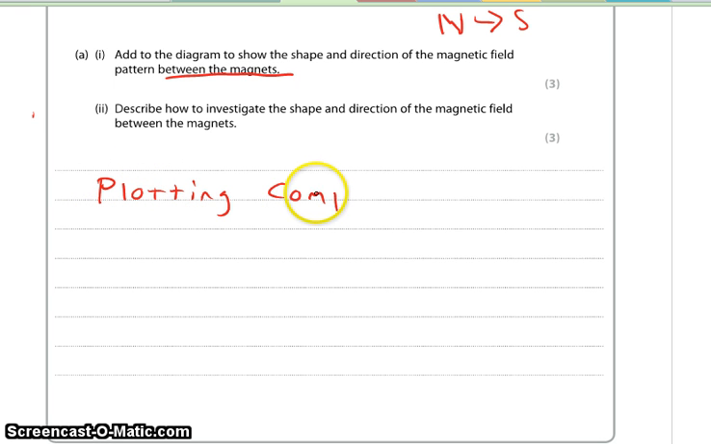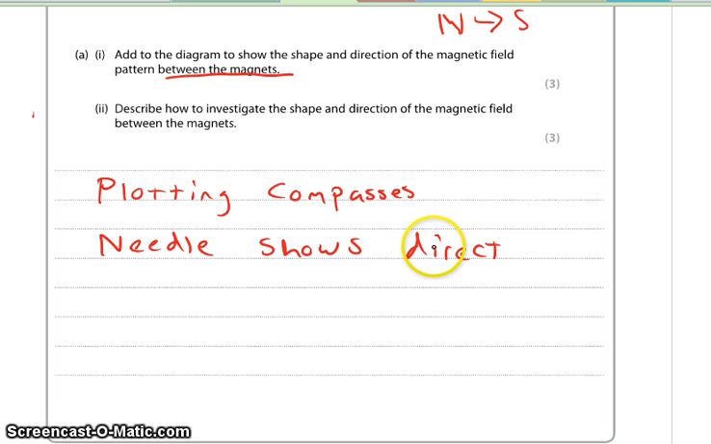I think you'll get a mark just for mentioning that. Okay, and that the needle will show the direction, again, as we said, goes from north to south.